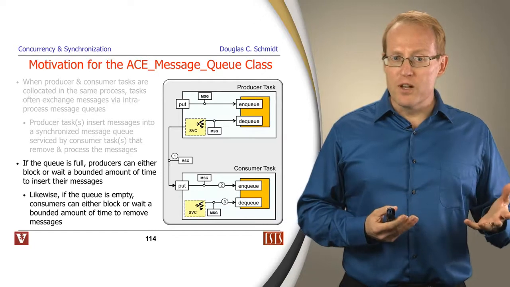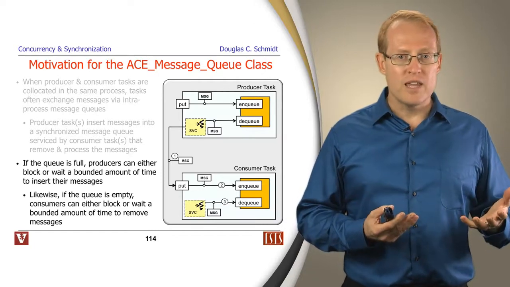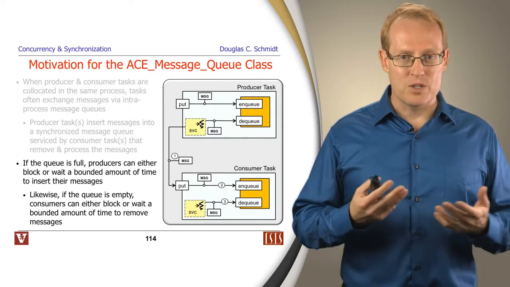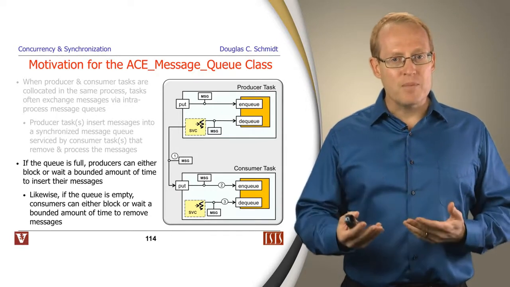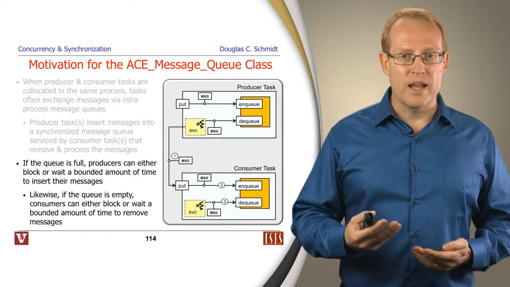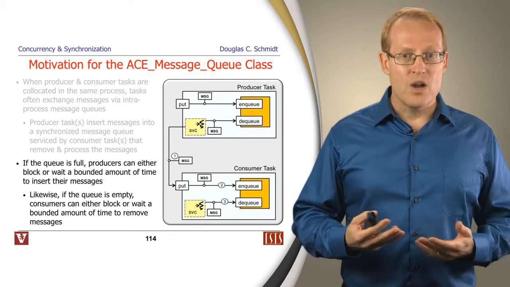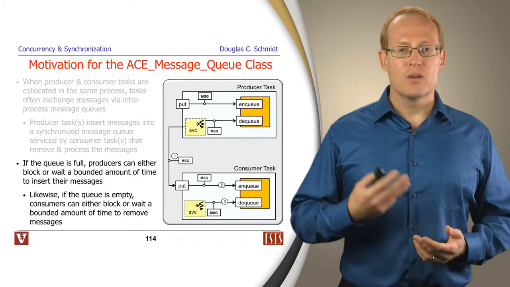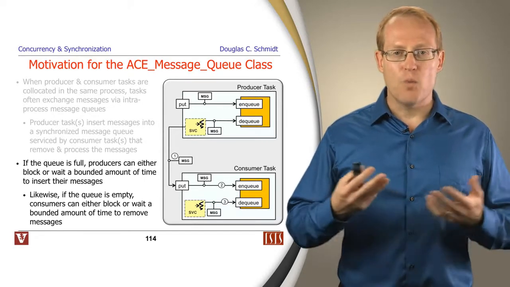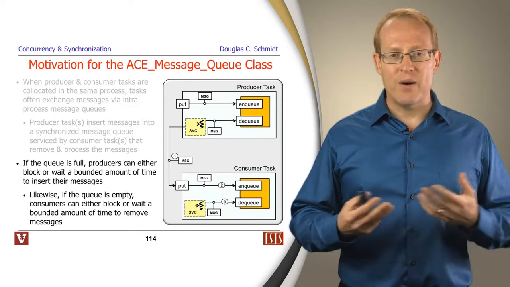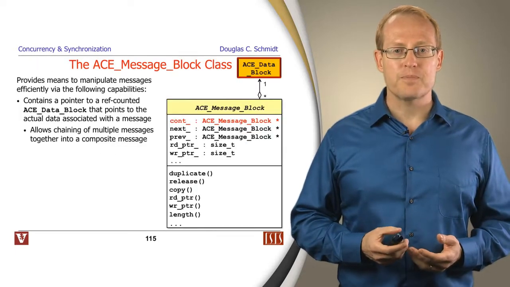If the queue is full, then the producers typically wait. Either they block indefinitely or they block for a certain timeout period. And likewise, if the message queue is empty, then the consumer thread or threads will either block indefinitely or block for some bounded amount of time, waiting to see if there's some more work showing up for them. So that's kind of the background of why you need an ACE message queue and how it interacts with other pieces in the system.